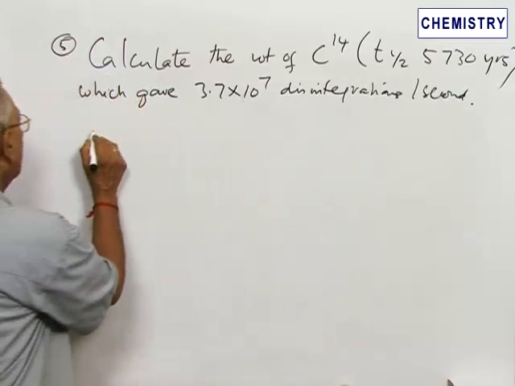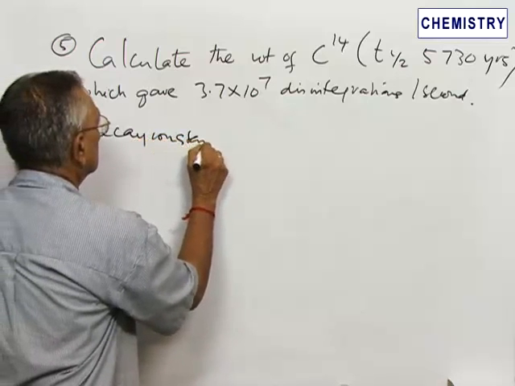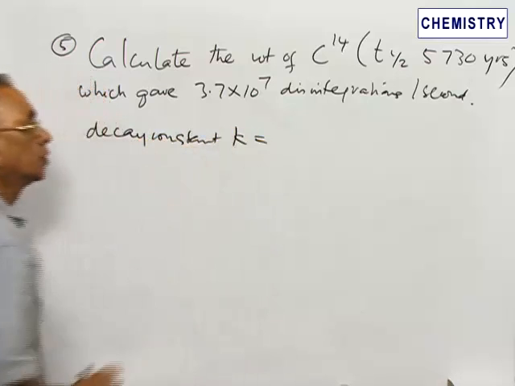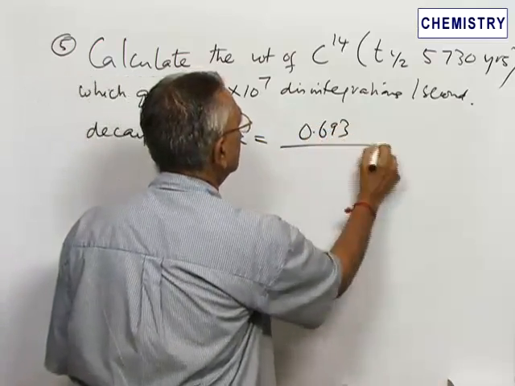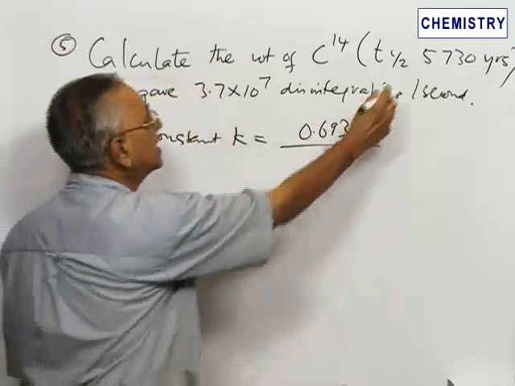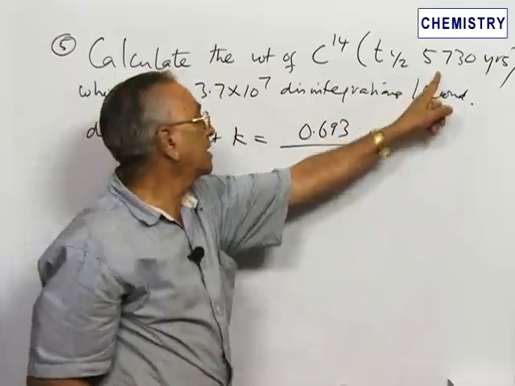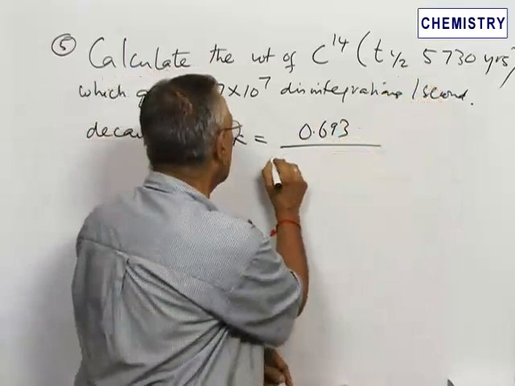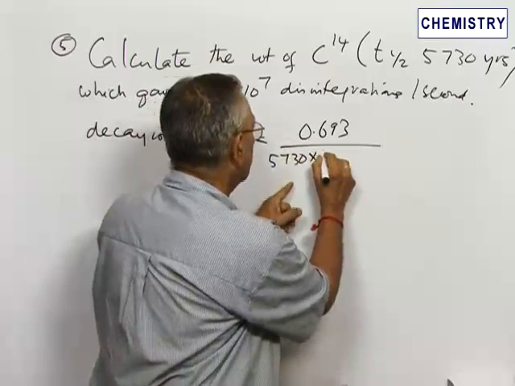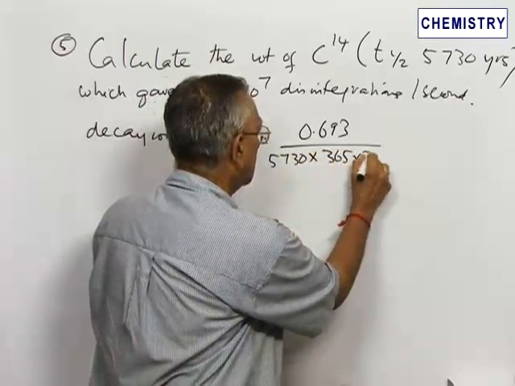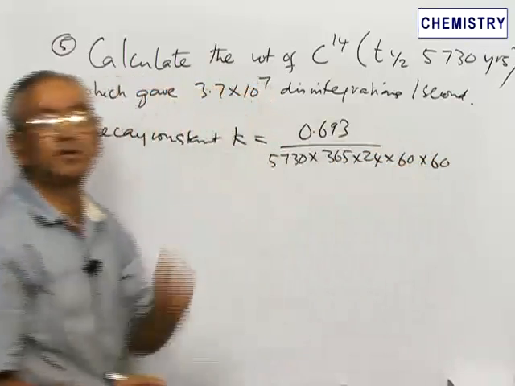We know the decay constant K is equal to 0.693 divided by T half. This T half is actually given in terms of years. Therefore, we will have to convert it in terms of seconds. So, how will you convert that? 5730 into 365 days per year, 24 hours into 60 into 60. This is actually the value.